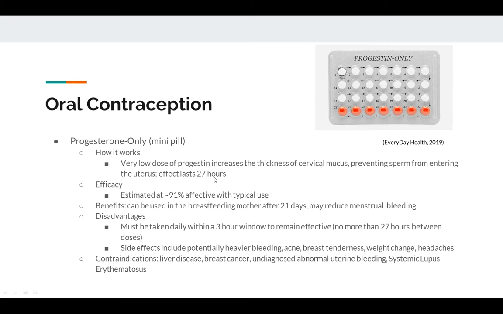That's probably the most important thing to remember about the pill. And so it's not as effective as the combined contraceptive because you have to take it within a 3-hour window every day in order to keep it working. Again, contraindications are there. You shouldn't use it if a patient has undiagnosed abnormal uterine bleeding because it can actually reduce the amount of bleeding, which is good, but you don't want to mask a problem. Again, for whatever reason, lupus is a contraindication as well.